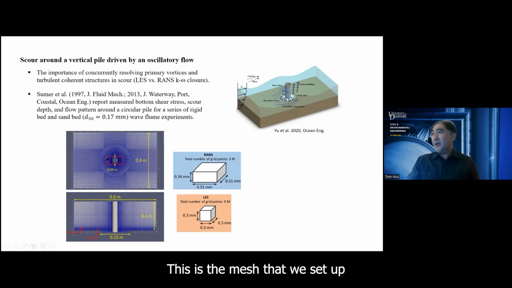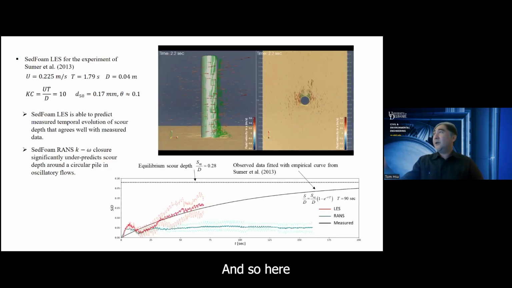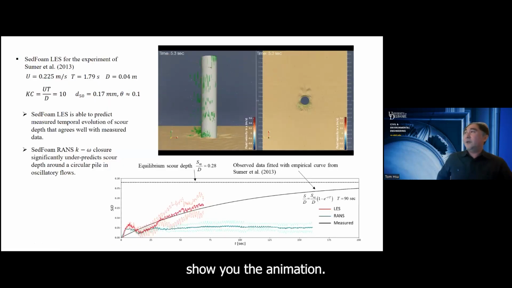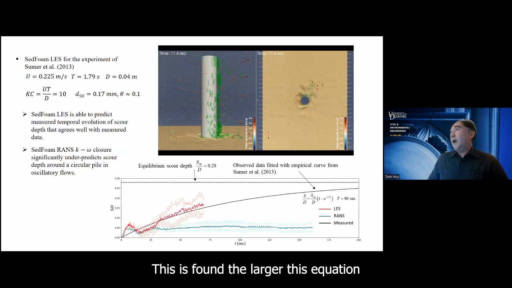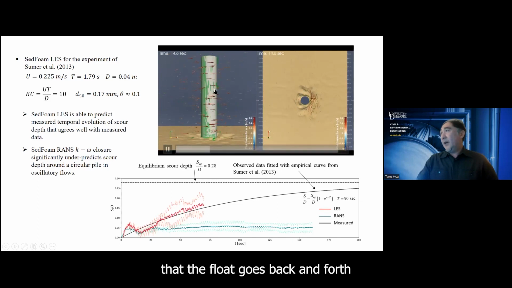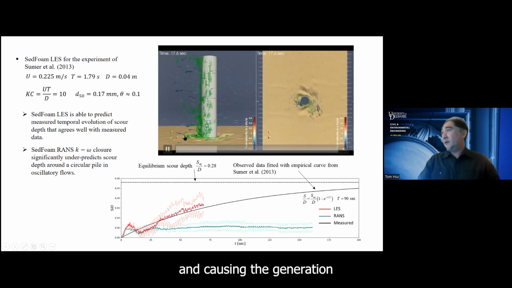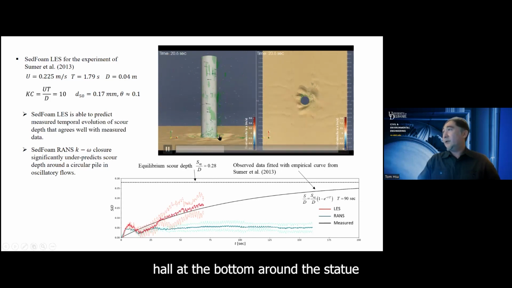This is the mesh that we set up using our cell phone. Just want to point out that we try to use similar grid size, but not exactly the same, between the RANS and the large eddy simulation so that we have a fair comparison. And so here, just on the right, I'll quickly show you the animation. This is from the large eddy simulation, where the flow goes back and forth, causing the generation of the scour hole at the bottom around the structure.